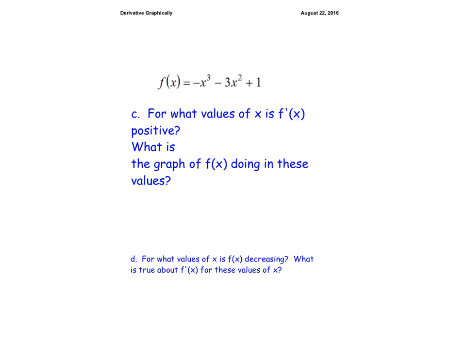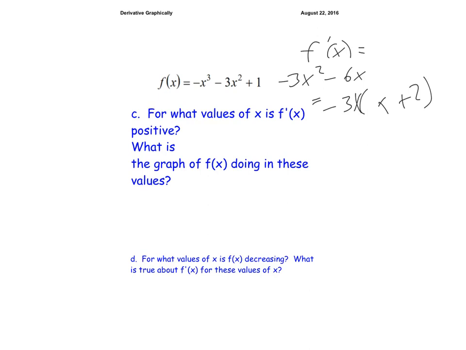f of x equals negative x cubed minus 3x squared plus 1. For what values of x is the derivative positive? What is the graph of f of x doing in these values? I know. You can hardly understand when I'm reading a problem, and also my writing is bad. However, does it matter if you can see it?